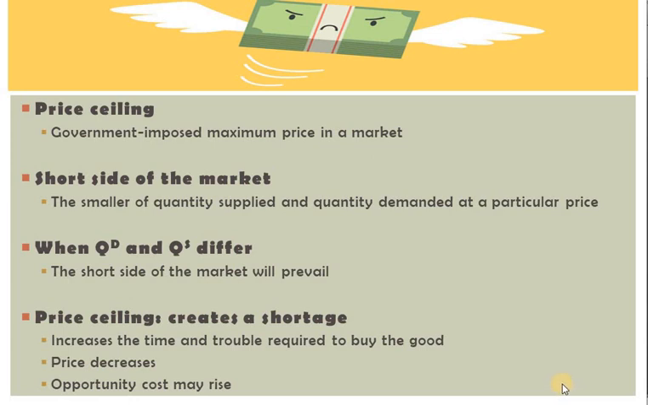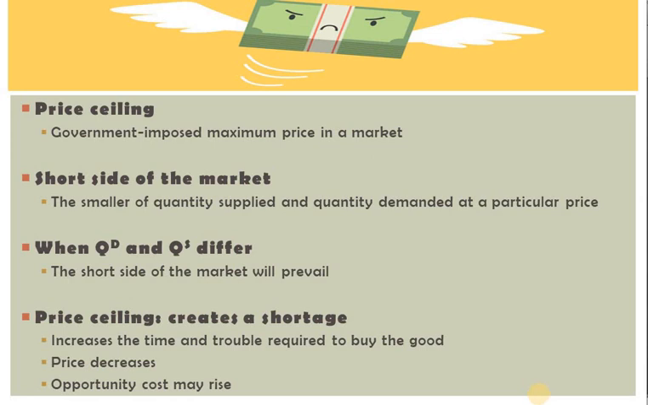Kaya po nagkakaroon tayo ng tinatawag na suggested retail price. Okay? Because the government imposed it. Right? So, there is also a short side of the market, the smaller of the quantity supplied and the quantity demanded at a particular price. So, ibig sabihin, pag nag-price ceiling na si government, it's either marami kang supply, it's either konti ang supply mo, it's either konti ang demand mo, yung price mo, dapat follow ka pa rin kay government. It doesn't matter about the quantity of your supply and demand.